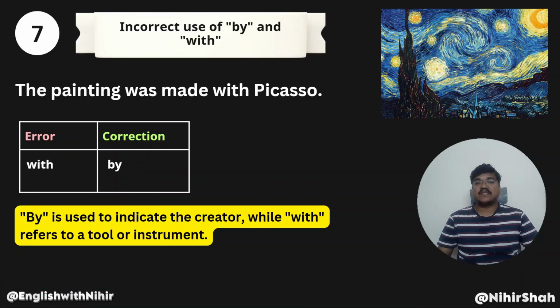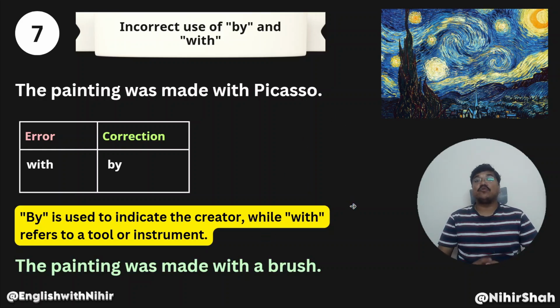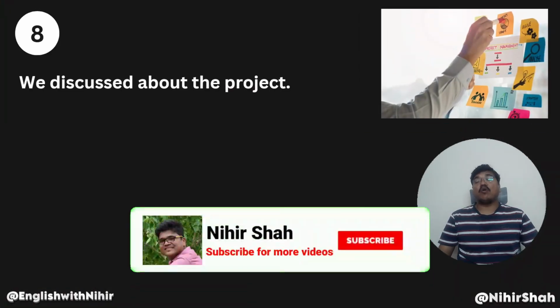So this is mistake number 7. Incorrect use of by and with. So when can we use with then? The painting was made with a brush. In this case, you can use with. Okay, let's move on.